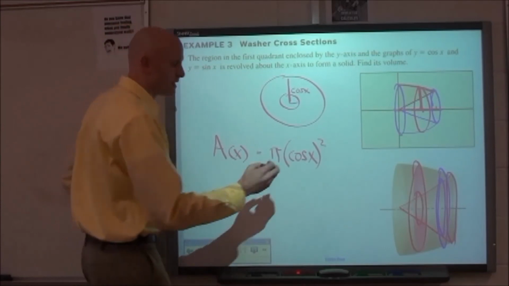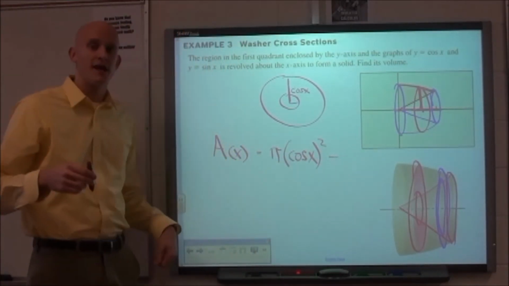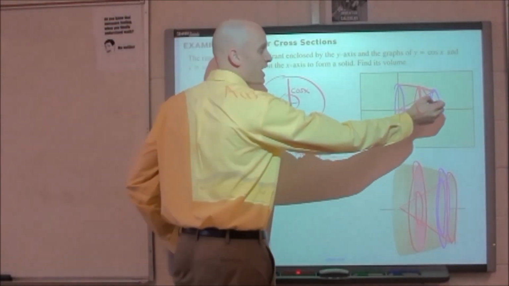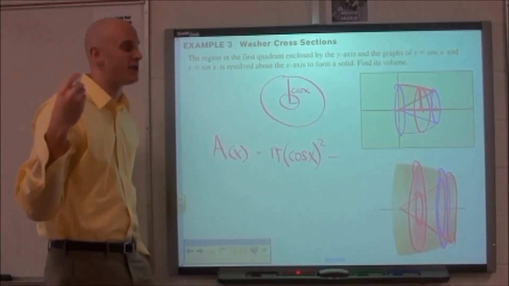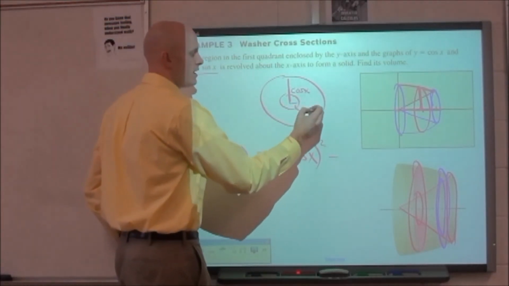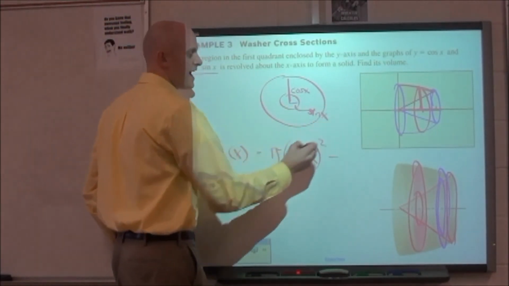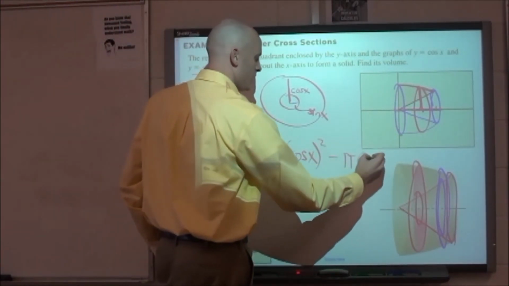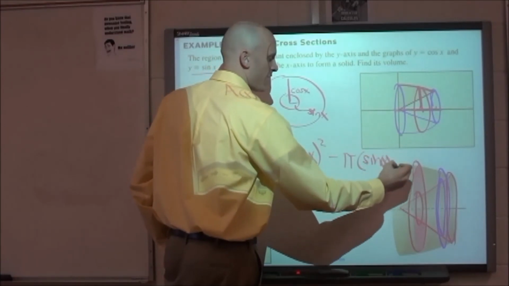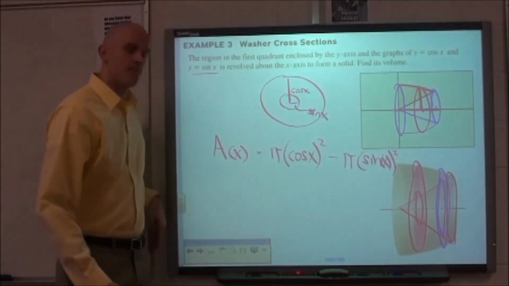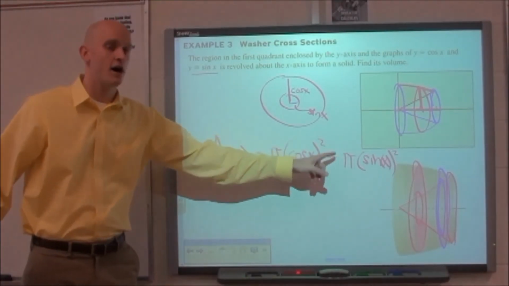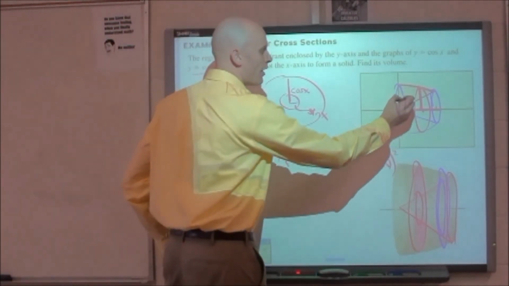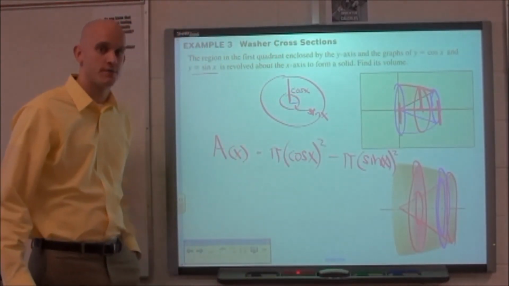Now we need to subtract out the inside function, subtracting out the inside area. Well, the radius of that area is changing, as we said earlier. We know it's given by the sine function. The radius is the sine of x. So we're going to subtract out that area: pi sine of x, that is our radius, squared. This gives us the area of a washer at any point x throughout our upper and lower limits of integration.